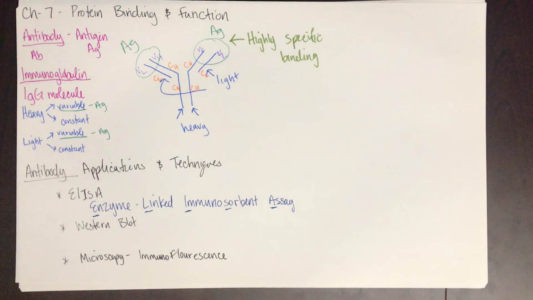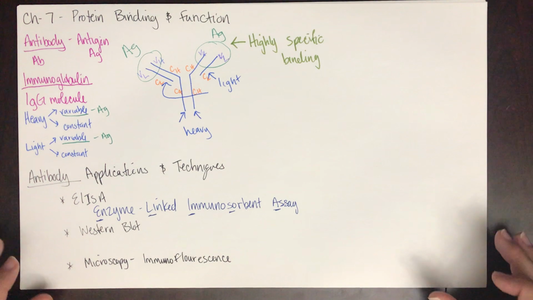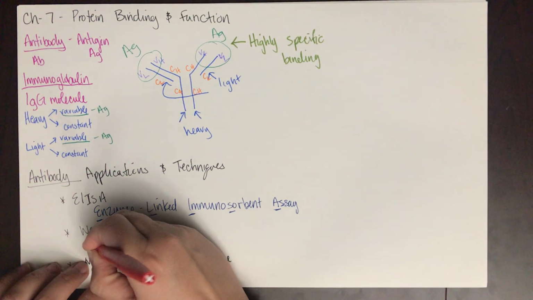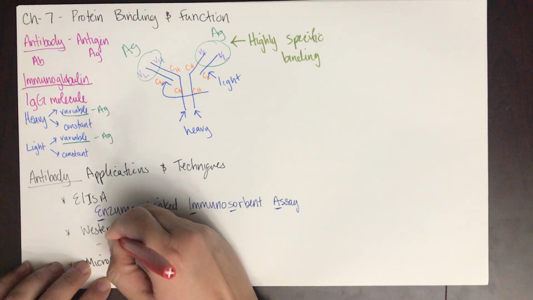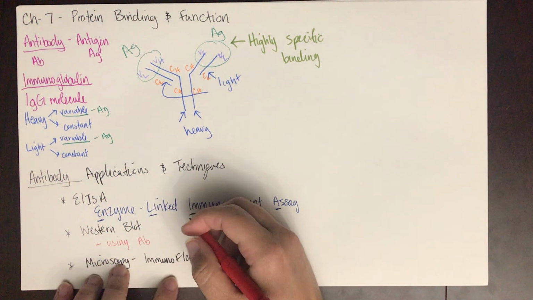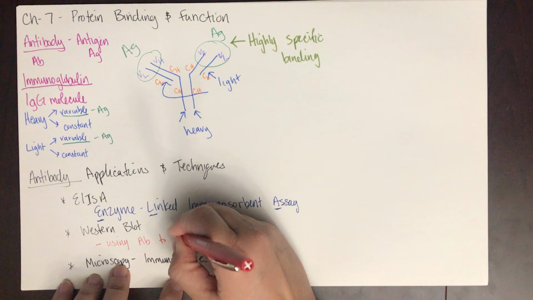A Western blot is another tool that we can use using antibodies. We use an antibody to visualize a single band of a specific protein in something called an SDS page, which is a gel. And there are pictures of this in your textbook and PowerPoint. I'm not going to draw it, but we're using antibodies to detect a specific protein.